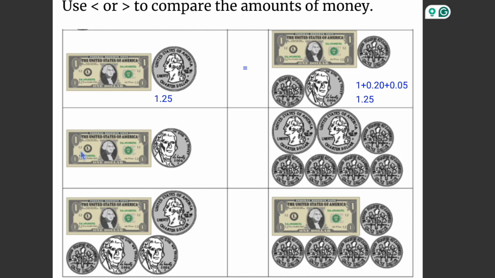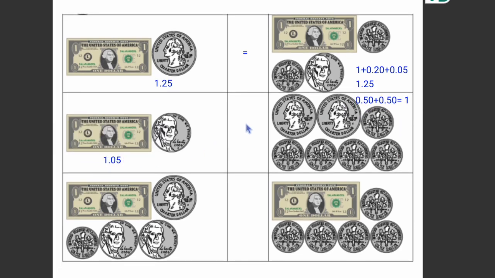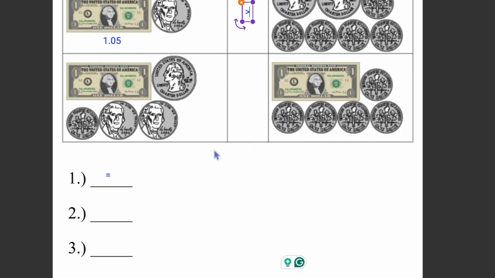So for the second row, we have $1 and 1 nickel, so this is equal to $1.05. On the second side, we have 2 quarters, so 0.25 plus 0.25 is 0.5, so we have 50 cents plus 5 dimes, so that's also equal to 50 cents. And when you add them up, equals $1. Since $1.05 is greater than $1, we put a greater than symbol. Let's put it here.